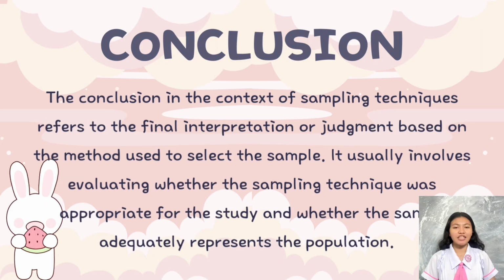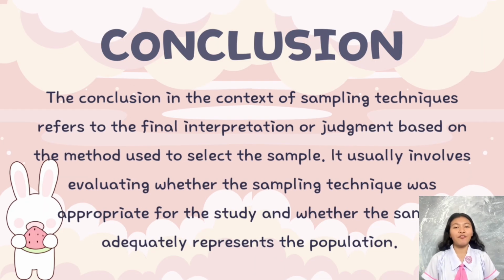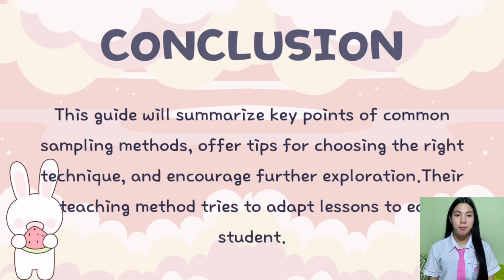The conclusion: the conclusion of sampling techniques refers to the final interpretation or judgment based on the method used to select the sample. It usually involves evaluating whether the sampling technique was appropriate for the study and whether the sample adequately represents the population. This guide will summarize key points of common sampling methods, offer tips for choosing the right technique, and encourage further exploration.